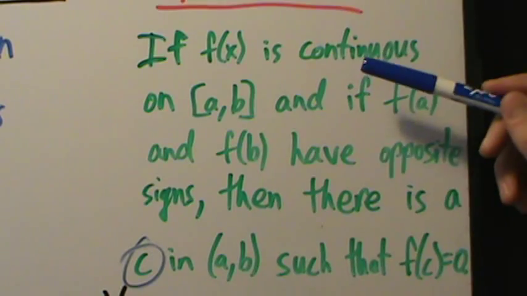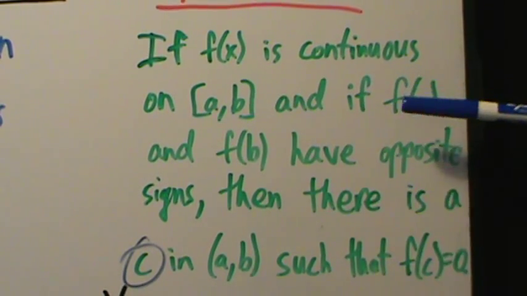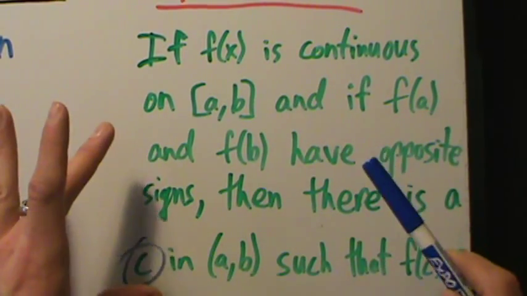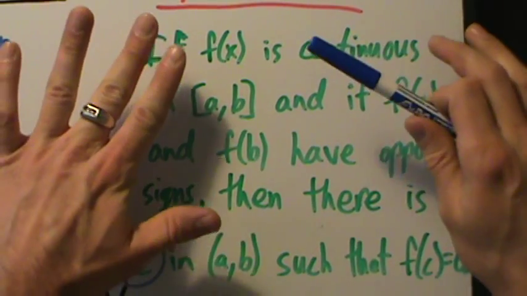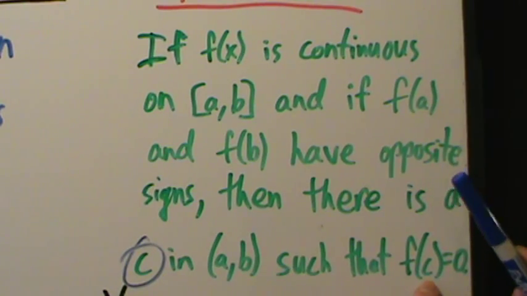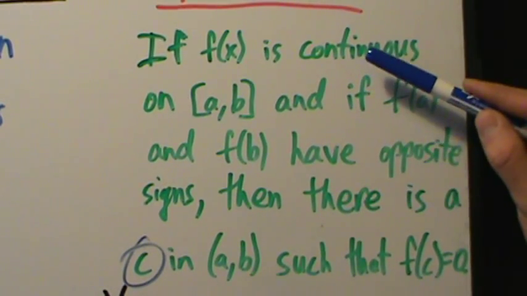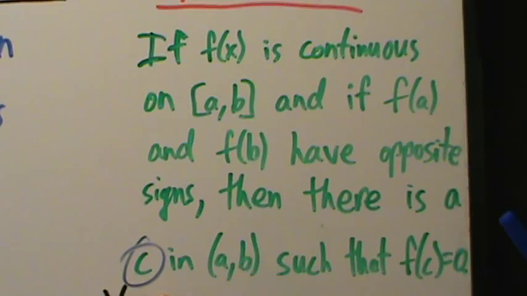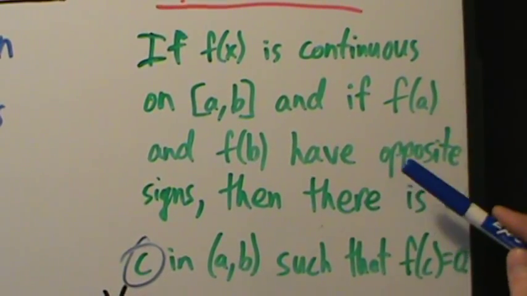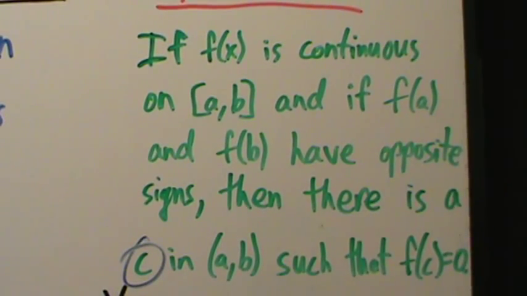So if f of x is continuous on this interval, and if f of a and f of b have opposite signs, then you are guaranteed there is at least one c. You don't know how many there are, you don't know where they are. Well, you know they're in the interval at least, but you don't know how to find them. So again, this is just an existence theorem. But as long as you have these conditions being true, then you're guaranteed that at least one c exists in this interval, such that f of c is 0. If the function is not continuous, you cannot conclude anything. You might have the c, you might not. If f of a and f of b have the same sign, you can't conclude anything. You might have the c, you might not.